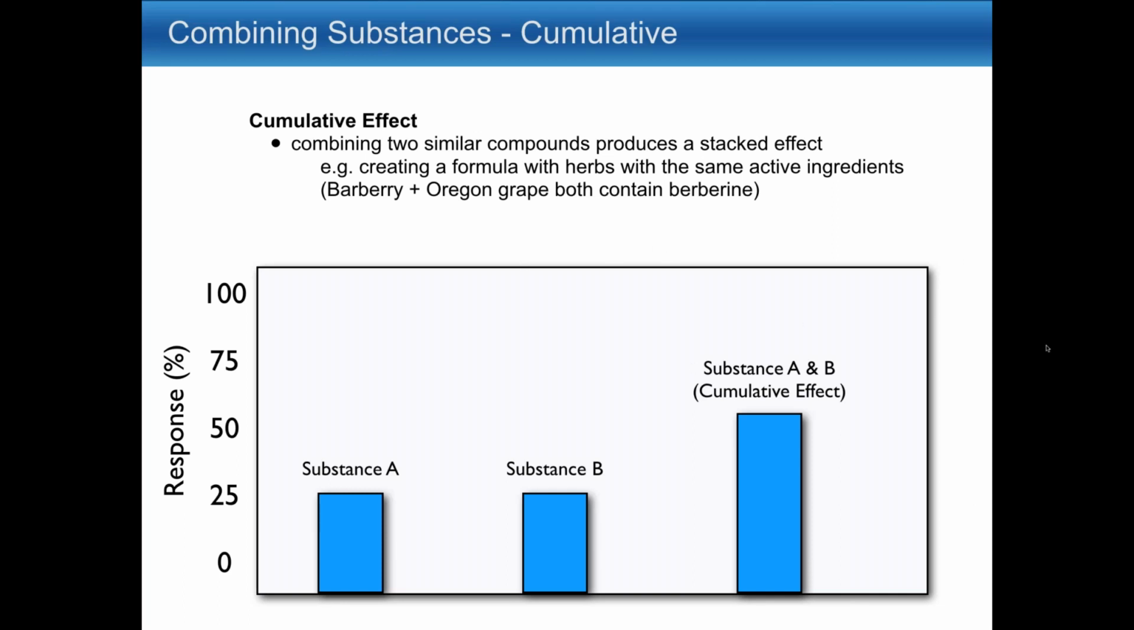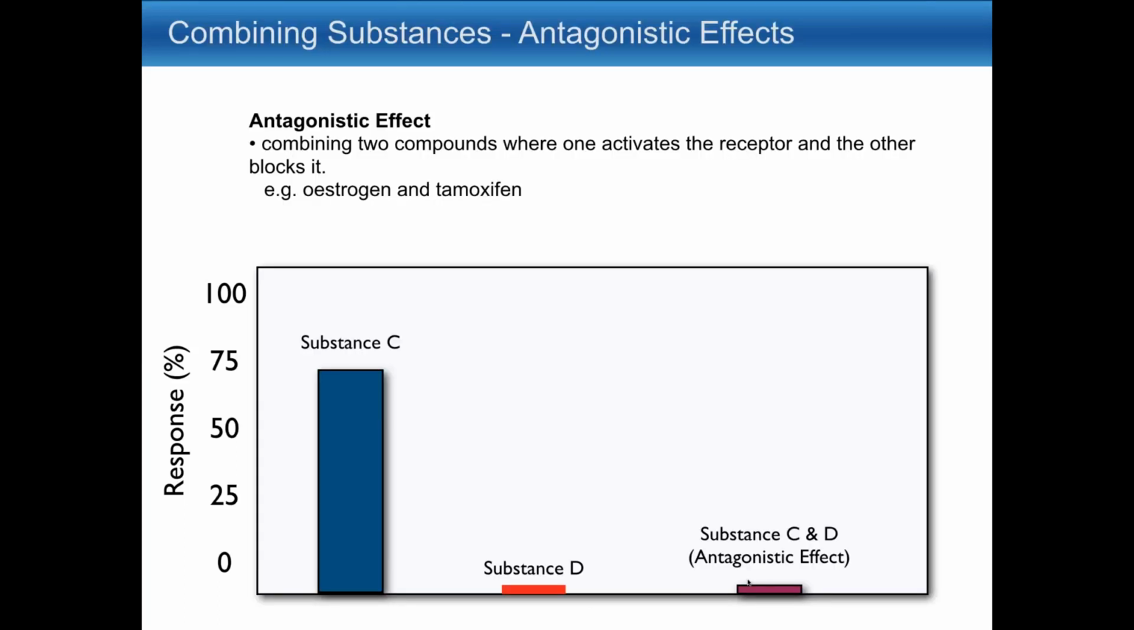Okay, does that make sense? An orange and a lemon might have a similar cumulative effect. It might be slightly different, it might be pretty similar. So with herbs, like I said, if you took barberry and Oregon grape because you're trying to treat an infection, they both contain berberine. They might be slightly different, but they're going to be very similar. Now, that's a cumulative effect.